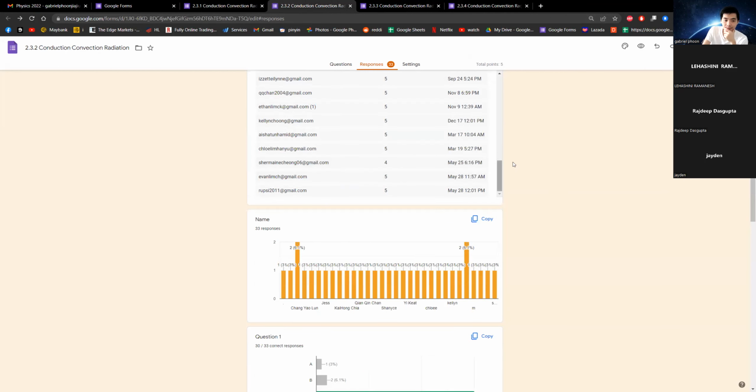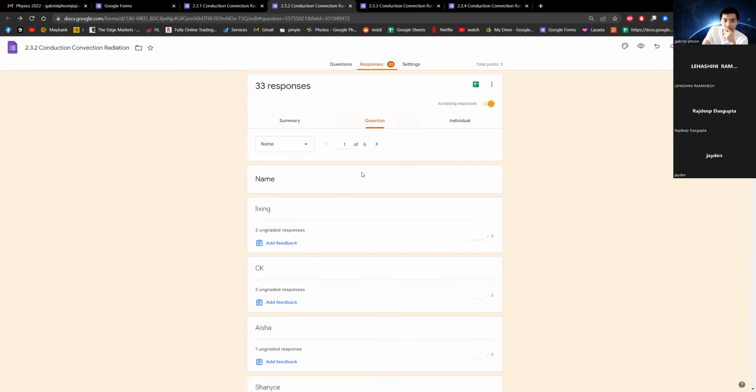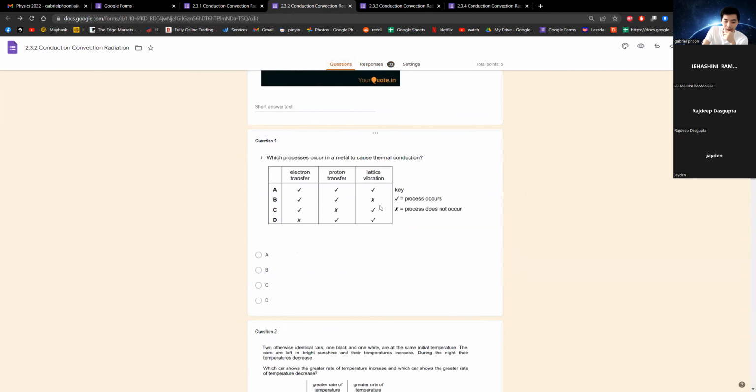Mr. Gabriel, can you explain 2.3.2 question 1? Which process occurs in a metal to cause thermal conduction? Like I mentioned just now, conduction occurs because there are free moving electrons. And for conduction to occur, the molecules must vibrate and pass on energy to the adjacent molecule.